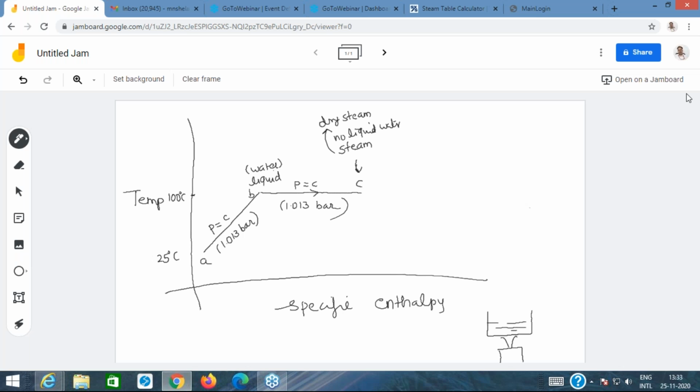Yes, Gunjan, you are right. What would happen now? What would happen to the temperature, Gunjan? Yugandhara? Ganesh? What would happen to the temperature if you continue heating? Yeah, it would increase. Okay, the temperature would increase, right? So, as all of you are saying, the temperature would increase.